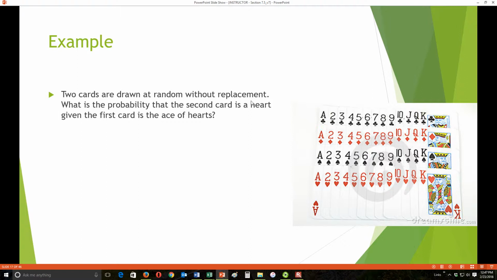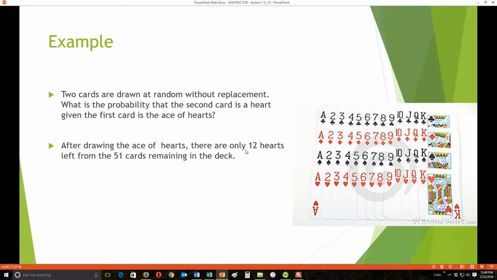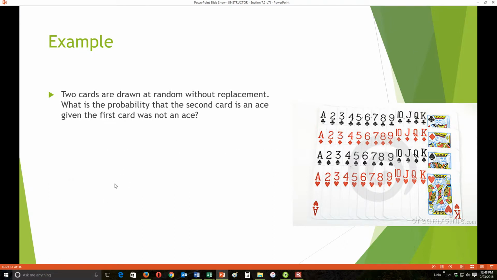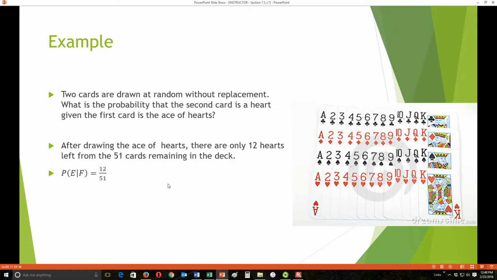2 cards are drawn at random without replacement. What is the probability the second card is a heart, given that the first card is the ace of hearts? Well, again, we only care about the second card. The first card was the ace of hearts, which means that originally there was 13 hearts to choose from. Now there's only 12 hearts to choose from. So my numerator is going to be 12. And again, I had 52 cards originally, but I didn't replace it, so now I'm down to 51. So my odds are 12 out of 51. And we actually could reduce that to 4 out of 17, and we should reduce it.